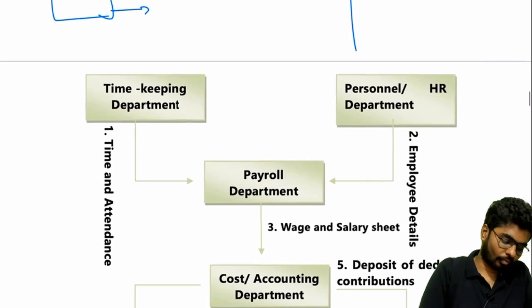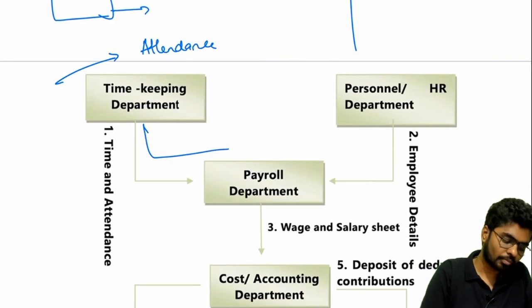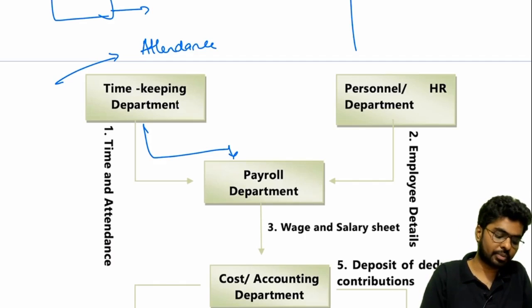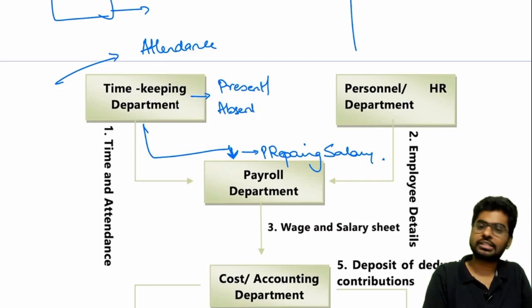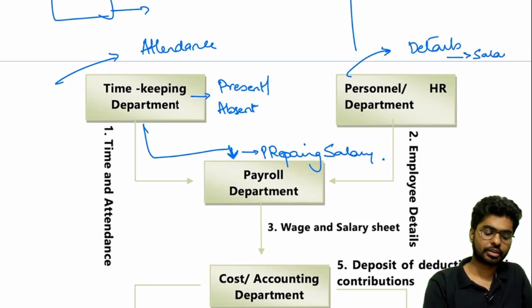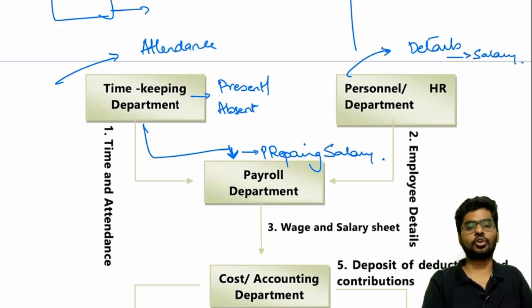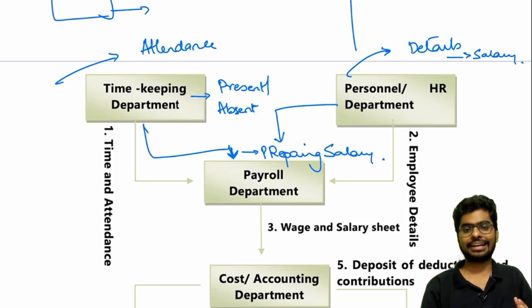The timekeeping department will send the report of attendance to the payroll department. The payroll department is the one which is going to be preparing the salary. The timekeeping department will only say whether he is present or absent, and the time he has worked. The personnel department will have all the details of the employee, that is how much his salary is. So once the list of people present or absent is given, the personnel department will send the salary for each employee.